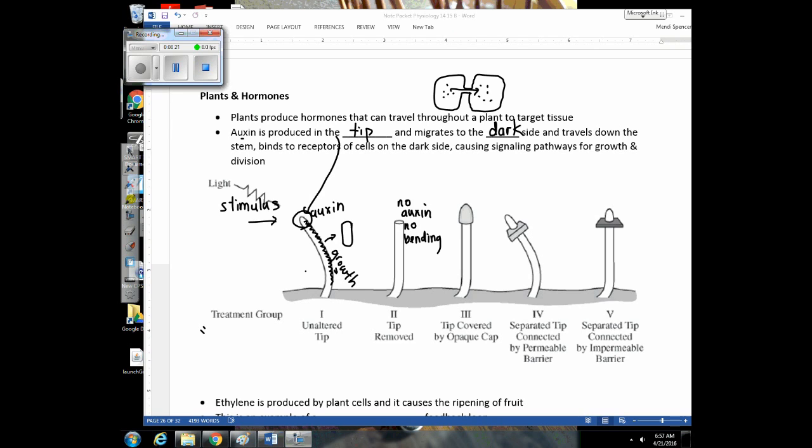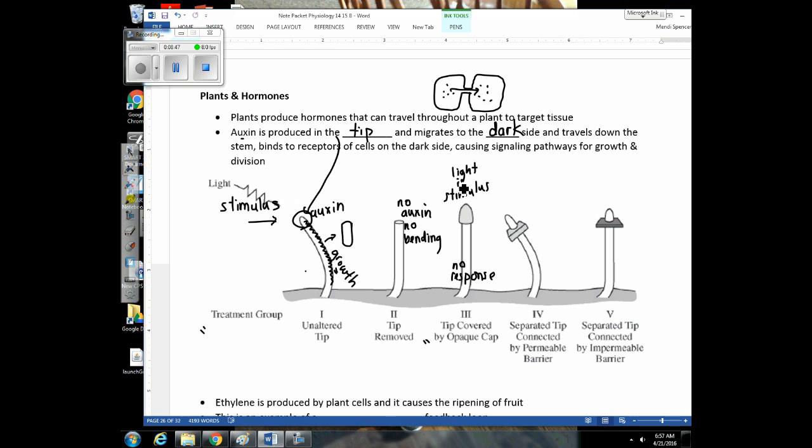For the shoot that you see here, it says the tip is covered by an opaque cap. That means light can't penetrate, and you can see there's no response. That's telling you that light is the stimulus. So there have to be photoreceptors in the tip that can receive that stimulus, then causing the production and release of auxin. Here we've cut off the tip.